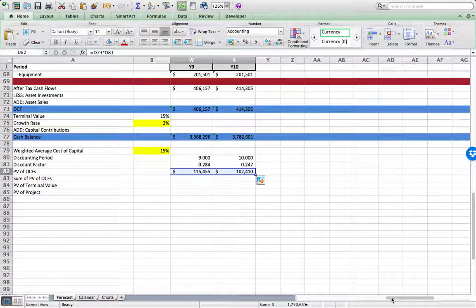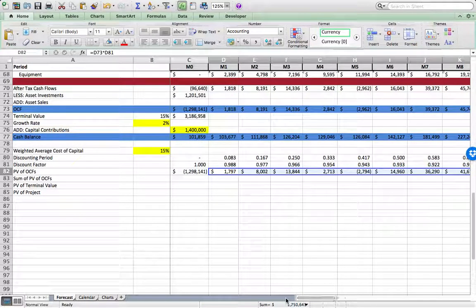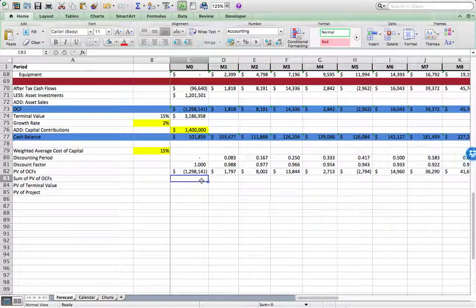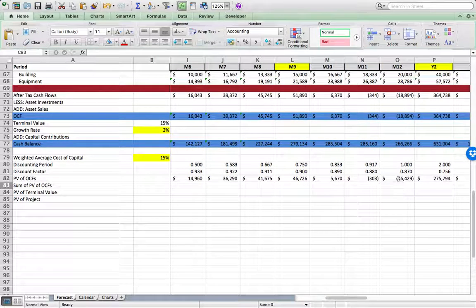And so we have the value of each of the cash flows that we've forecast all the way out for 10 years. And if we wanted to know what the total value of all of those cash flows are, think about it this way. For example, if I go out here and grab year 2, the cash flow was $365,000 basically, but it doesn't happen until 2 years from now. And so in today's dollars, it's only worth $275,794.